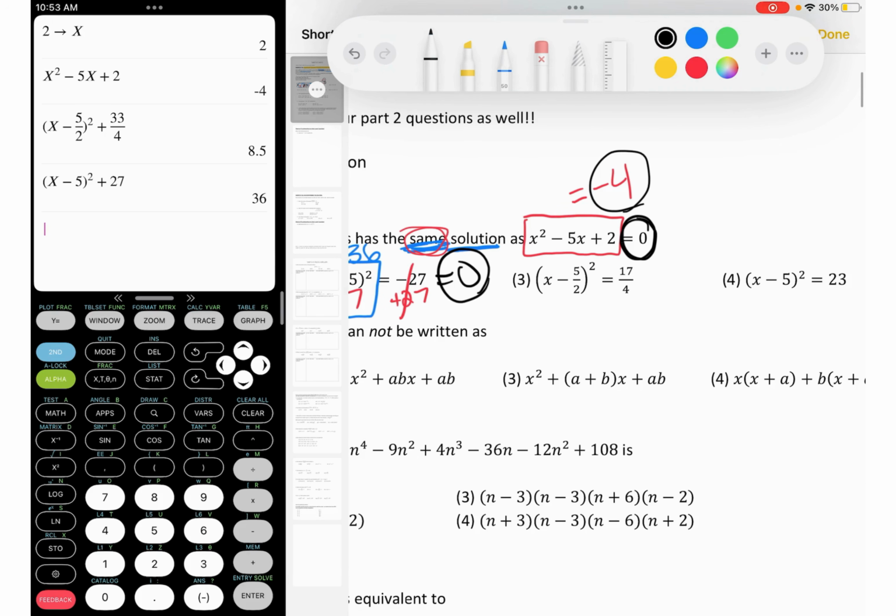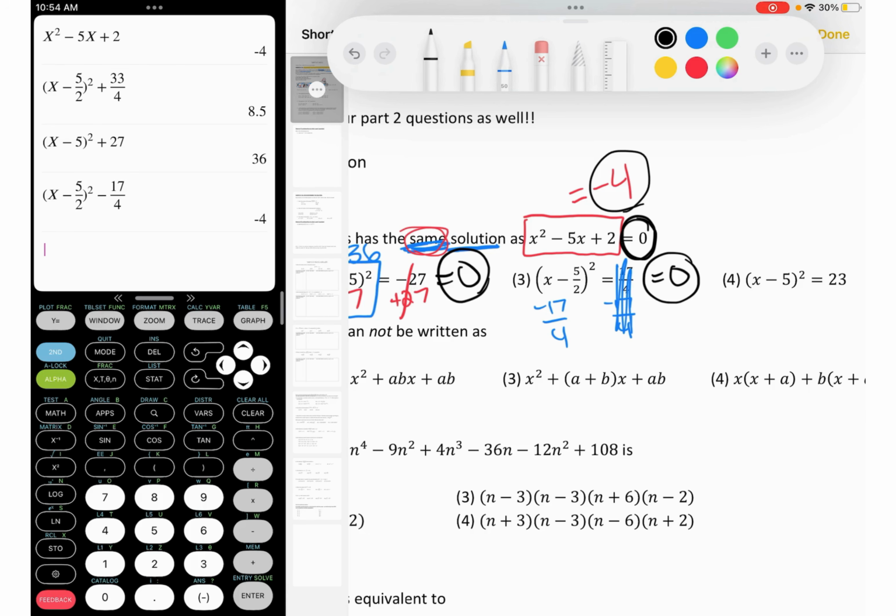So repeat, repeat. That's how you're going to see all these questions are. I have to get this one equal to 0 to be in that same setup. So since it's a positive 17 over 4, I'm going to subtract the 17 over 4 over, so it's equal to 0. And then I'm going to type that in. So I'm just going to copy and paste. So it's x minus 5 over 2 squared, and then I want to change this part to be minus 17 over 4. And look, I got negative 4. So when I type this into my calculator, I got negative 4. Negative 4 for this choice is equal to the negative 4 from the original. So this is the answer.